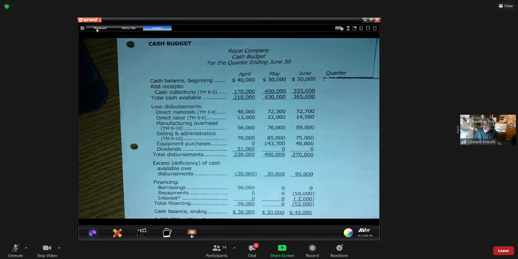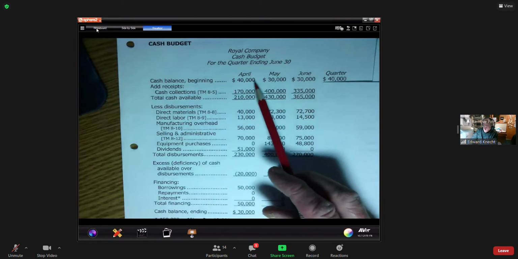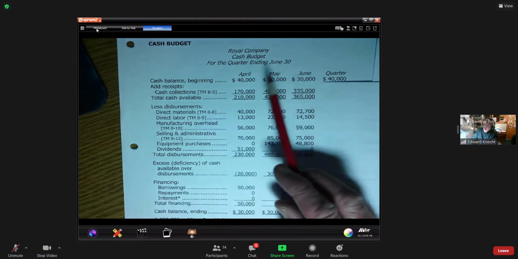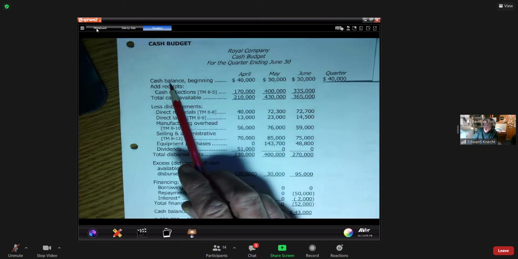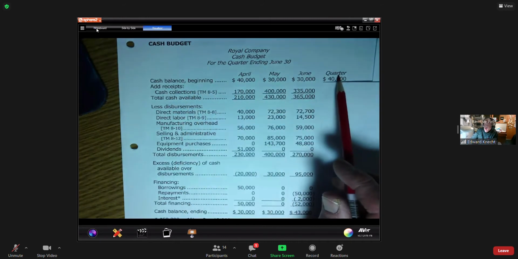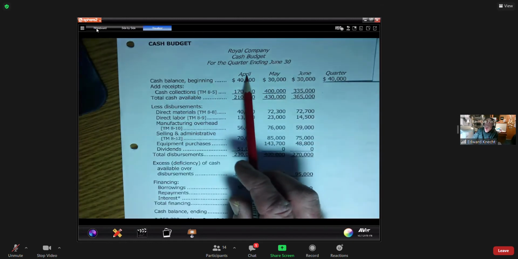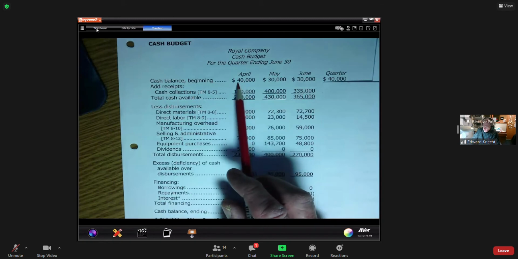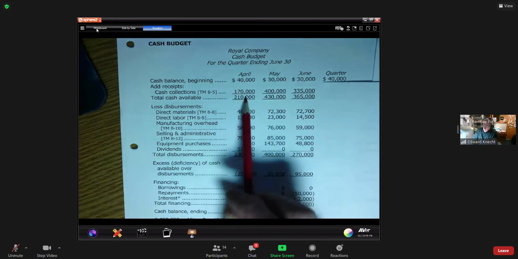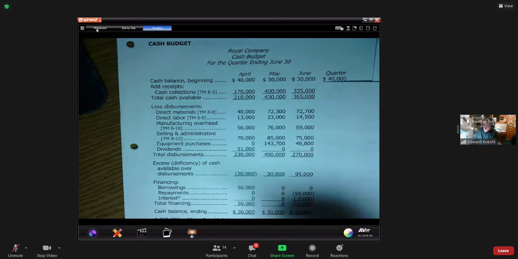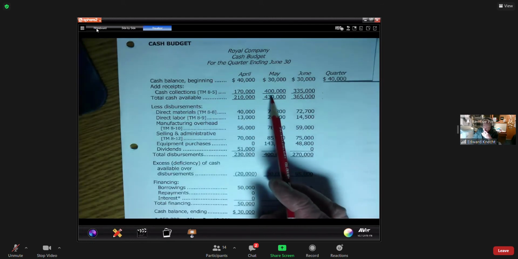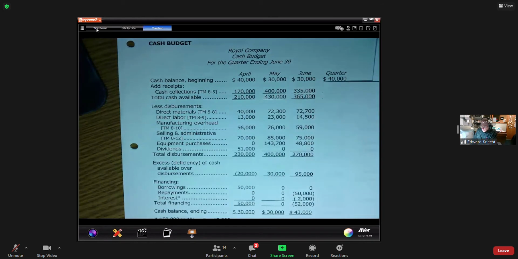Let's do this last column. Well, I emphasized you better not be adding the first row, because we're telling the readers the cash balance at the beginning of the quarter is 40,000. What's the beginning of the quarter? April the 1st. Okay. How about cash collections? Can we add those across? Sure. Because we collected 170,000 in April, 400,000 in May, and 335,000 in June. So for the quarter, we collected 905,000.